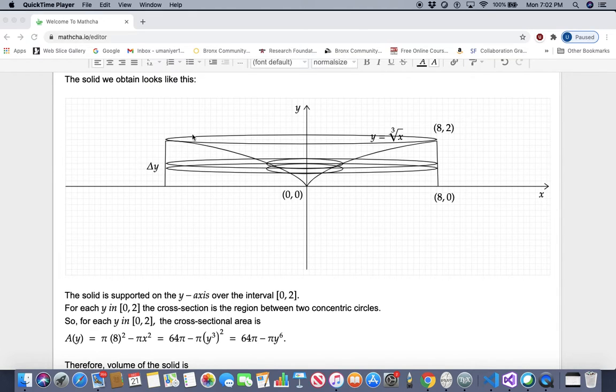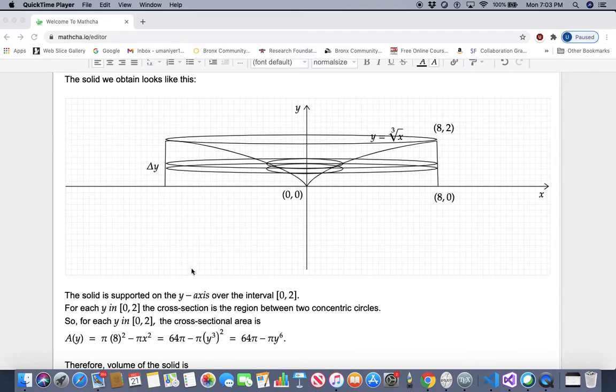In other words, this entire solid is supported on the y-axis over the interval 0 to 2. How did I get 0 to 2? Well, the height of the cylinder here is 0 and here is 2. So I'm looking at the y coordinate, because that's on the y-axis, 0 to 2. So that's the interval 0 to 2, and you take slices across.